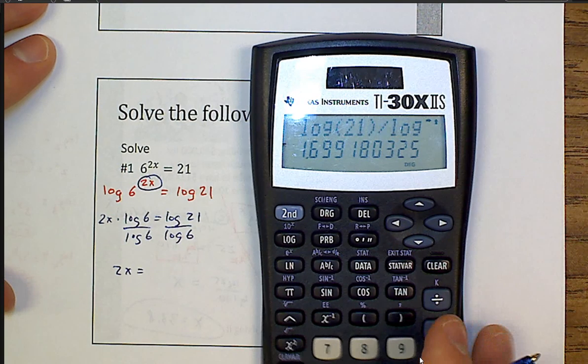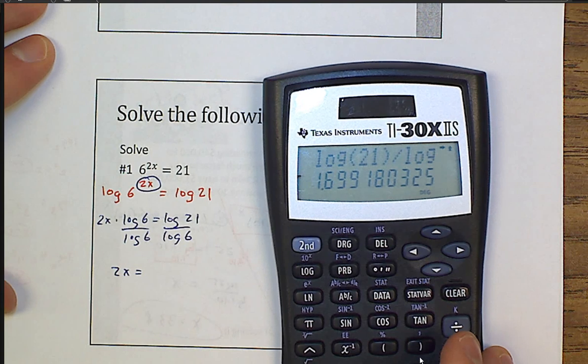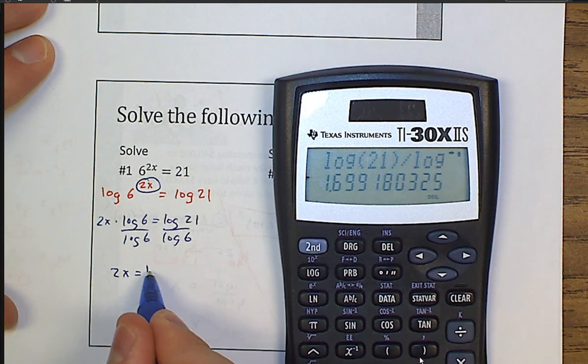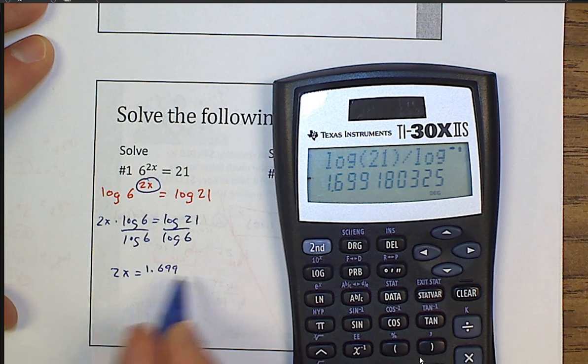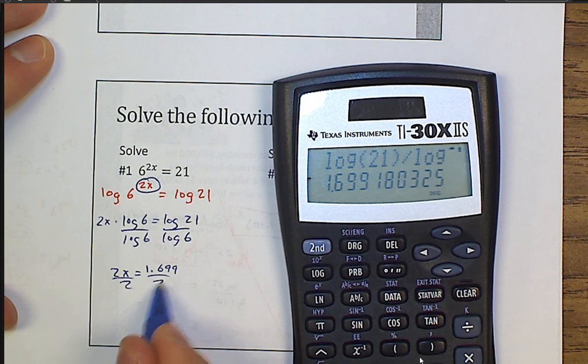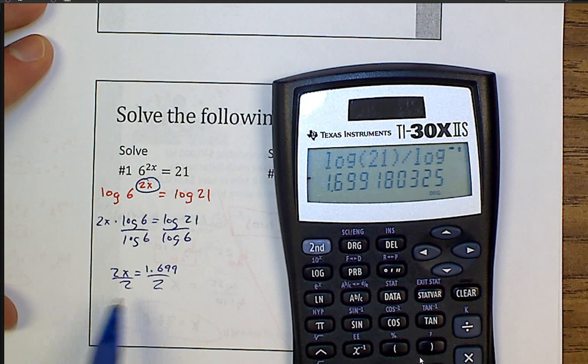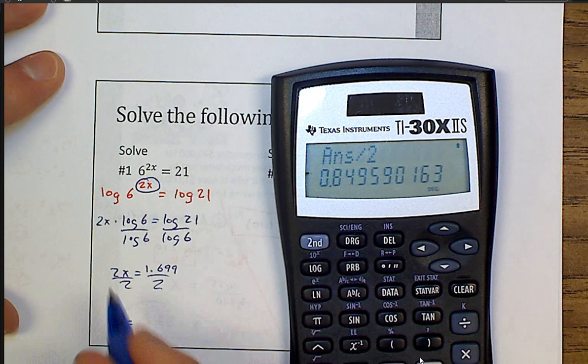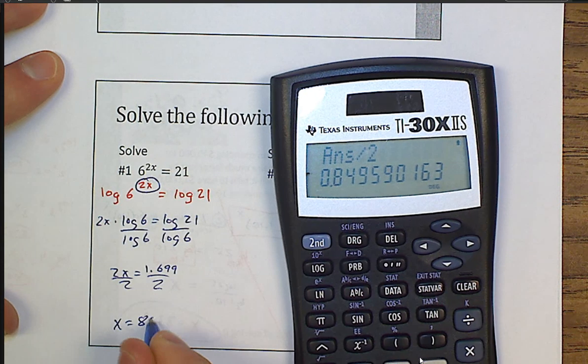If you can make this as exact as possible, that would be better, and then round at the end. So just leave this in your calculator. I'll put the first few numbers down on paper so you know, but then divide by 2. In order to solve for x, just divide that by 2. And now round your final answer to the nearest hundredth, so 0.85, right? 0.85.